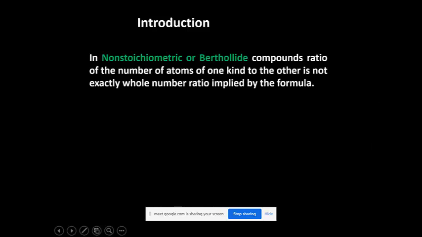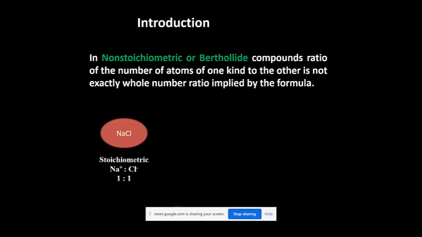Okay. So non-stoichiometric or Berthollide compounds are those in which the ratio of the number of atoms of one kind to the other is not exactly the whole number ratio implied by the formula. I'll give you an example. If you consider NaCl, 1 mole of Na+ ions is together with 1 mole of chloride ions. So the stoichiometry is 1 is to 1.